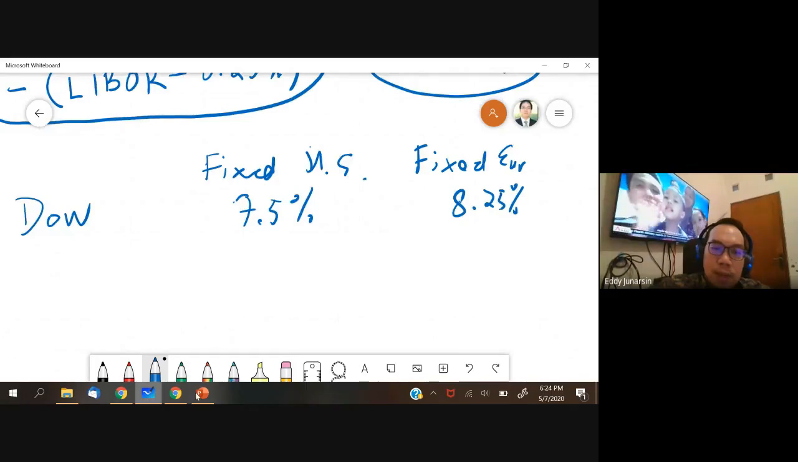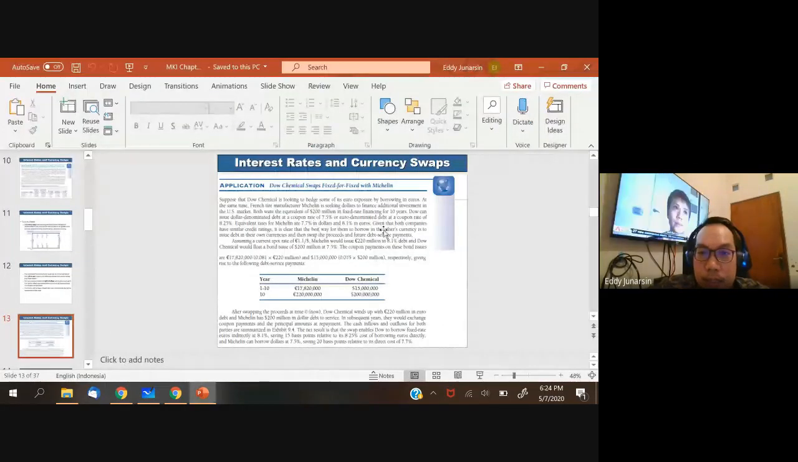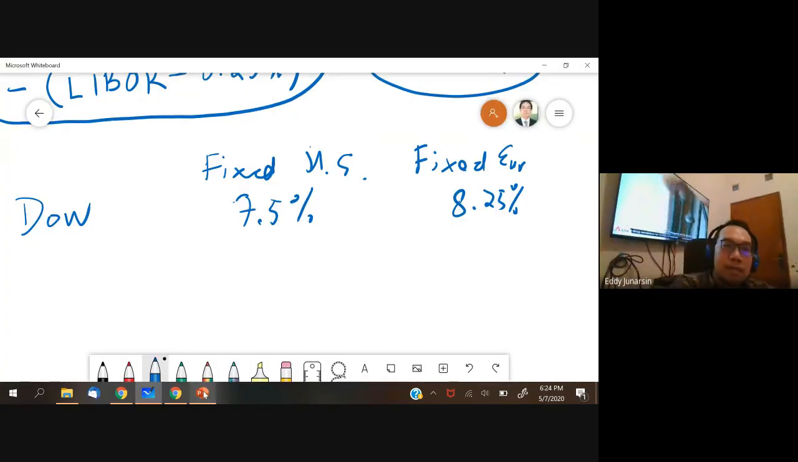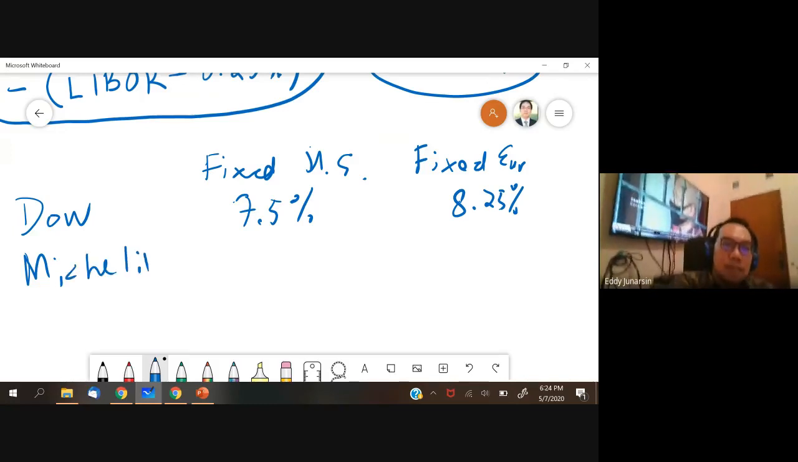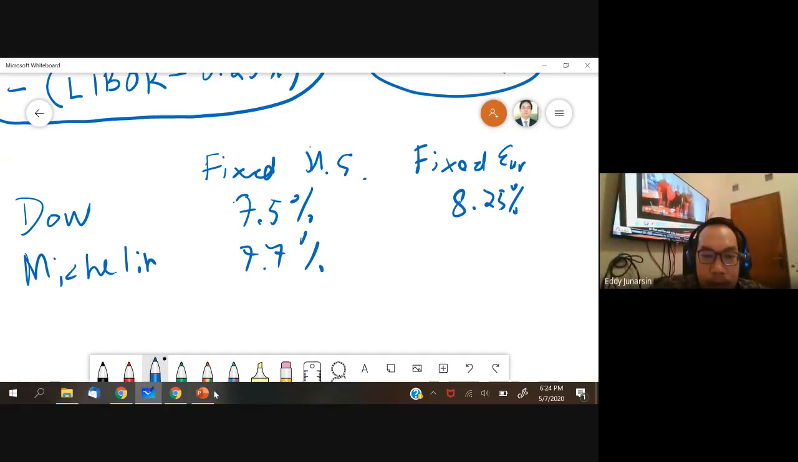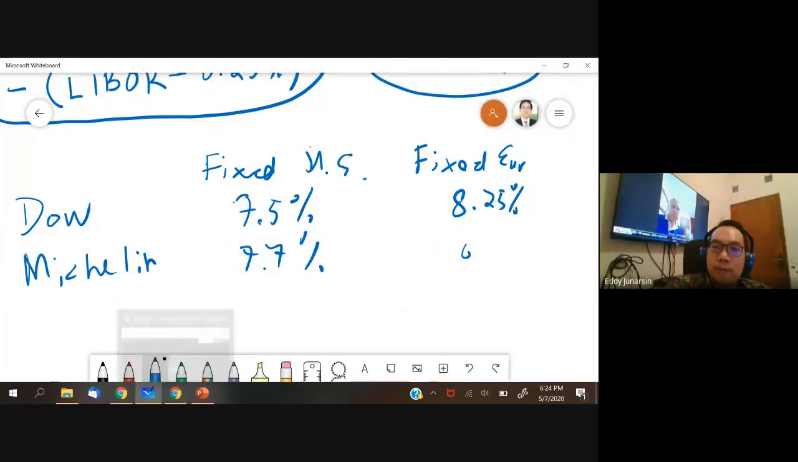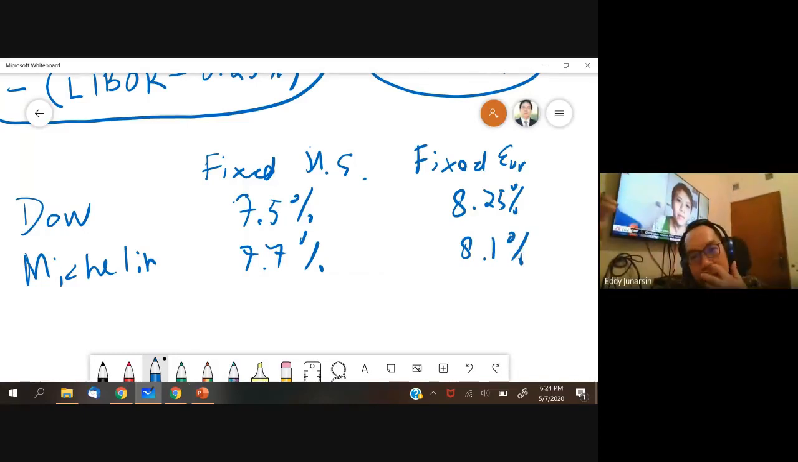And for Michelin, okay, Michelin, if it goes to the United States to borrow money, it will have to pay 7.7. And if it decides to borrow money in Europe, you will have to pay 8.1. See, this is like a clear picture, right?